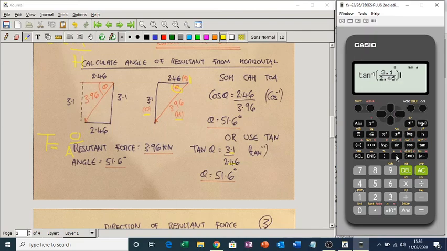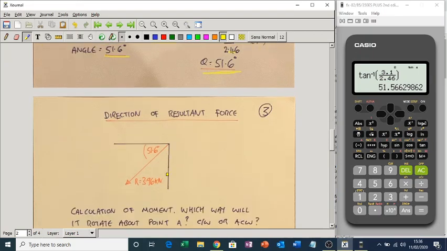Come across, close the bracket, press equals: 51.56, so 51.6. That's the angle calculated and the resultant force calculated. So the resultant force is 3.96 and the angle from the horizontal in there is 51.6 degrees. So there we are. It's going to be coming down something like that: 3.96 kilonewtons and 51.6 degrees.